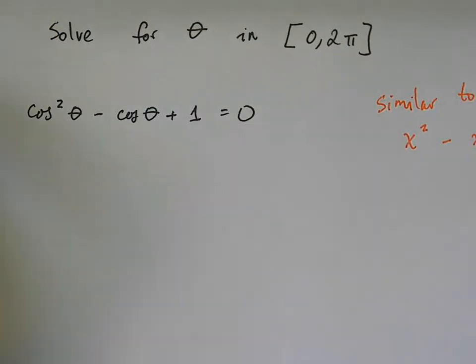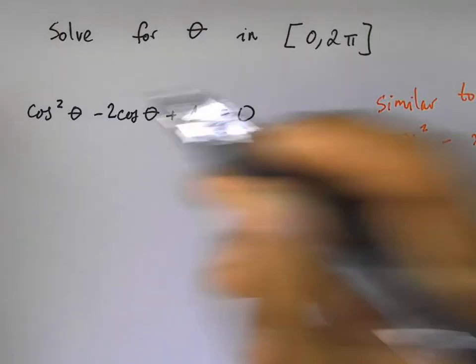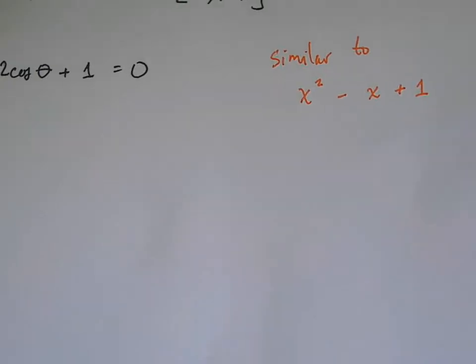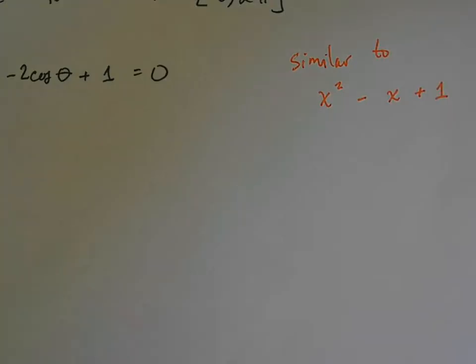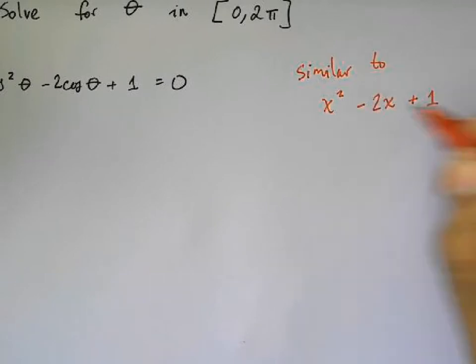I'm sorry, I realize that there's a mistake here. There should be a 2 right here. There should be a 2 right there. Okay. So these two equations are very much similar to each other. x squared minus 2x plus 1 equals 0.